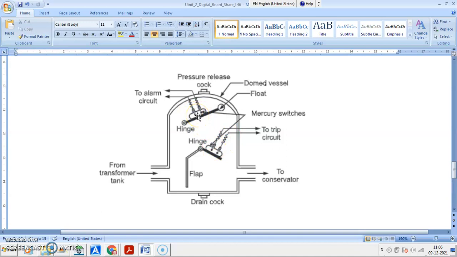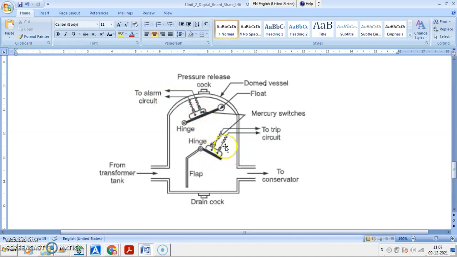gets tilted. These contacts are inside this vessel in which mercury is filled, and when this particular switch gets tilted because of the high pressure of transformer oil rushing towards the conservator, or because a high pressure gas is generated by the fault, the mercury comes in contact with the NO contact of the alarm circuit or the NO contacts of the trip circuit.